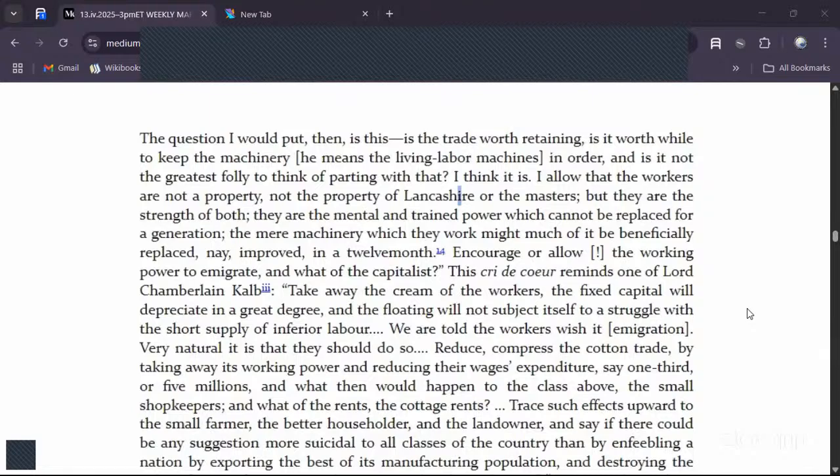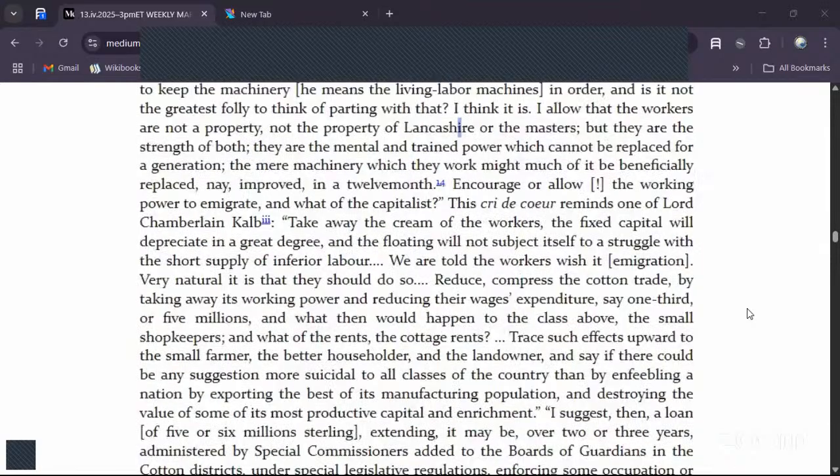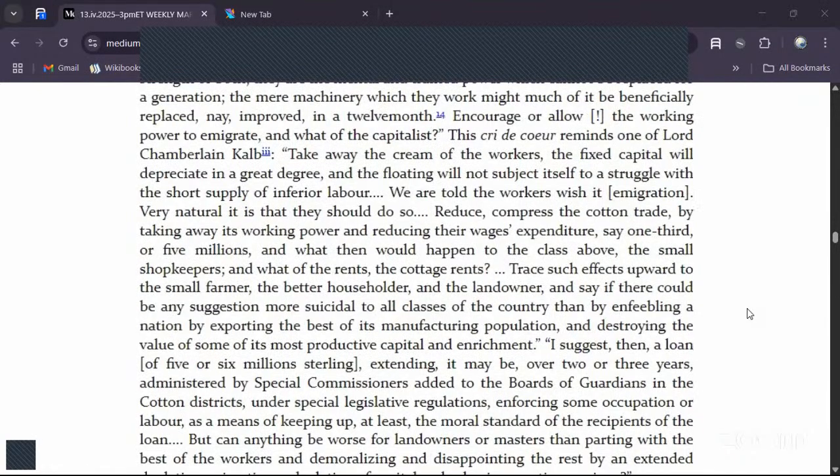We are told the workers wish it, that is, emigration. Very natural it is that they should do so. Compress the cotton trade by taking away its working power and reducing their wages expenditure, say 1/3 or 5 millions. And what then would happen to the class above, the small shopkeepers? And what of the rents, the cottage rents? Trace such effects upward to the small farmer, the better householder, and the landowner.